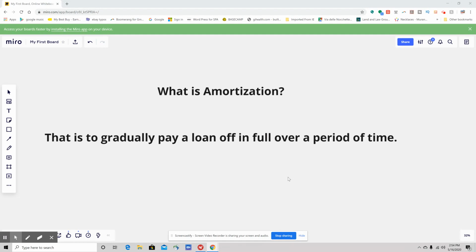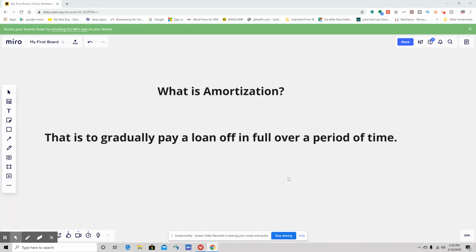So, what is amortization? To amortize a loan is basically to gradually pay off the loan in full over time with principal and interest. So when we look at something such as an amortization schedule, basically what they're doing is outlining for you, based on a particular interest rate and a period of time, what your monthly payments would be for each month over that period of time to fully pay that down and to amortize the loan.